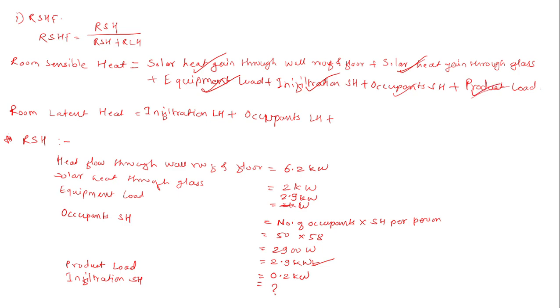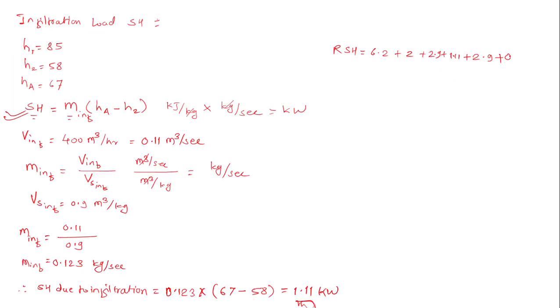Finally the product load, which is given as 0.2 kilowatt. Correct? Yes, it is 0.2 kilowatt. So we'll add this 0.2 kilowatt. All these things will be added one by one. So here we'll have 6.2 plus 2 plus 2.9 plus 1.11 plus 2.9 plus 0.2. It comes to around 15.31 kilowatt.